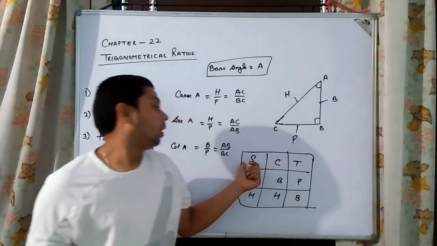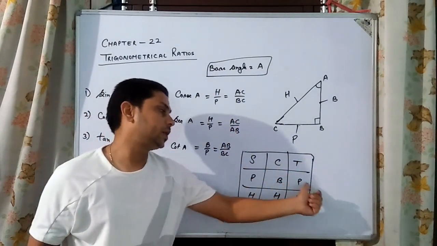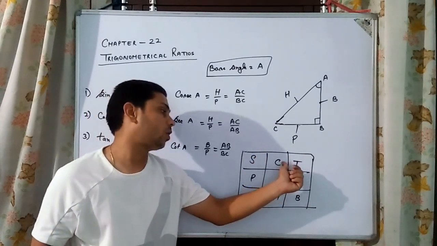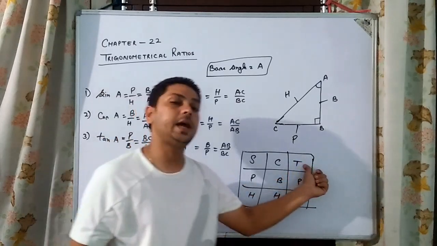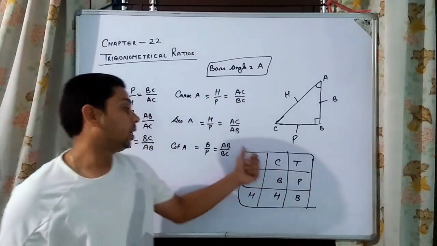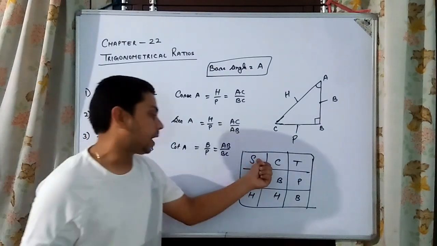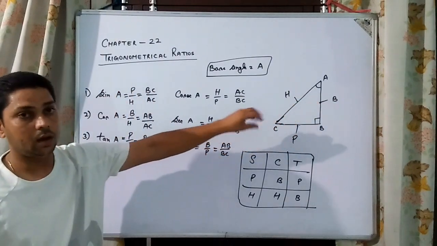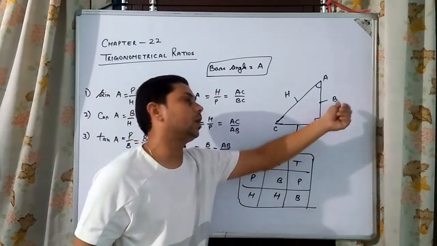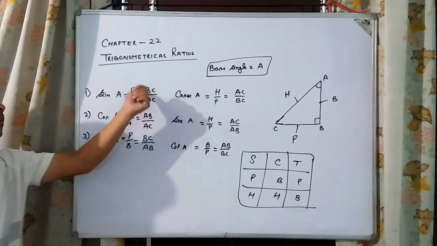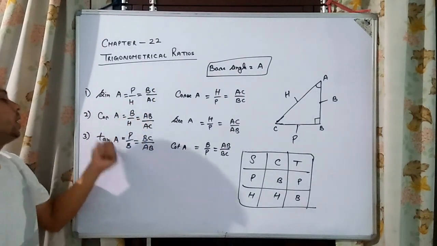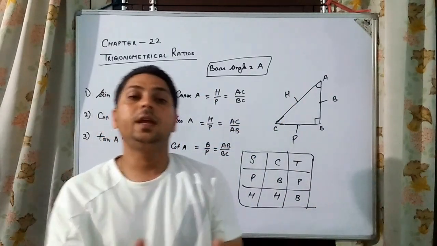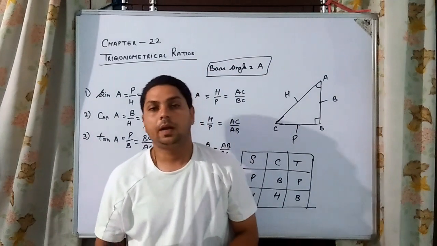Remember this table. Sona Chandi Tole Pandit Badri Prasad Har Har Bhole. What is sine? Sine is perpendicular upon hypotenuse. What is cos? Cos is base upon hypotenuse. What is tan? Tan is perpendicular upon base. We have written all the notions here, that is perpendicular, base and hypotenuse. Simply write perpendicular upon hypotenuse, base upon hypotenuse, and tan is perpendicular upon base. Then write the sides. In this way we can have all the trigonometrical ratios.